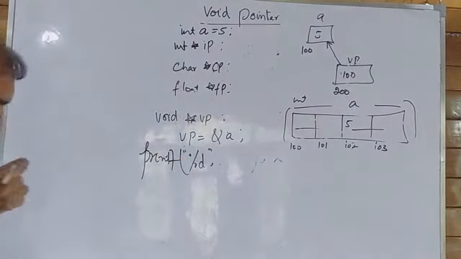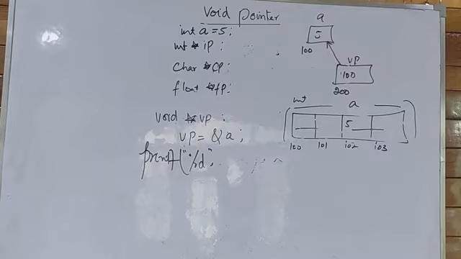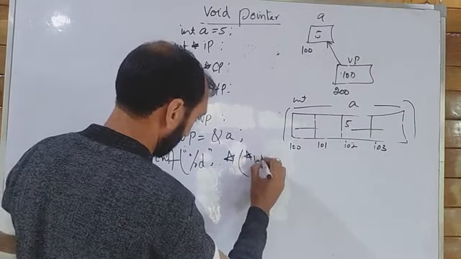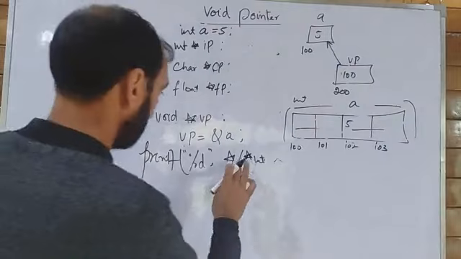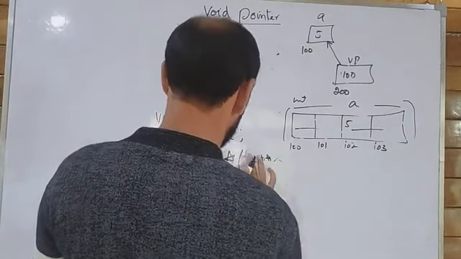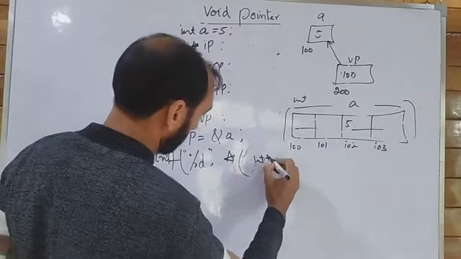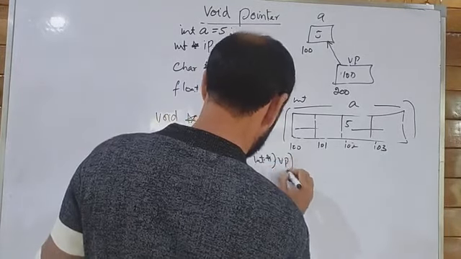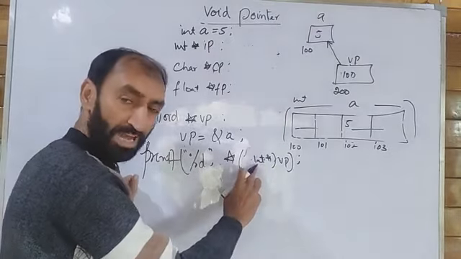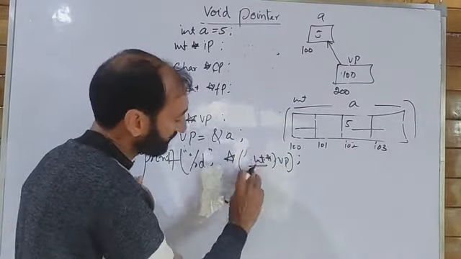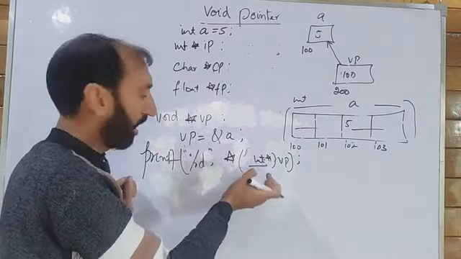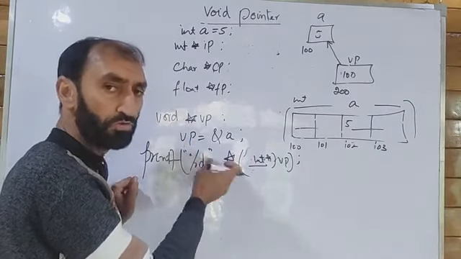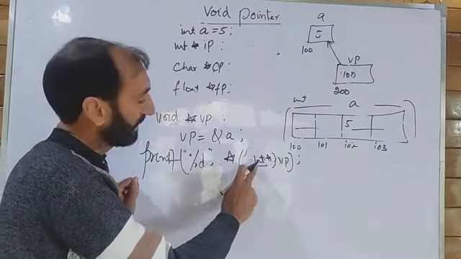printf("%d", *(int*)VP). First, we have to typecast it. Here, we have to write the type of the variable whose address this void pointer is going to store, whose address this void pointer stores. Here, we have to write that data type.